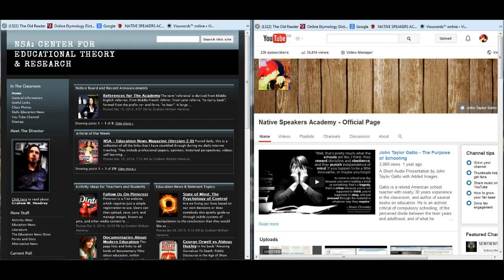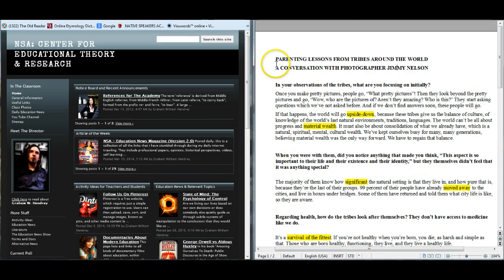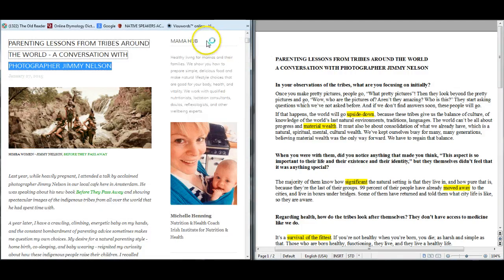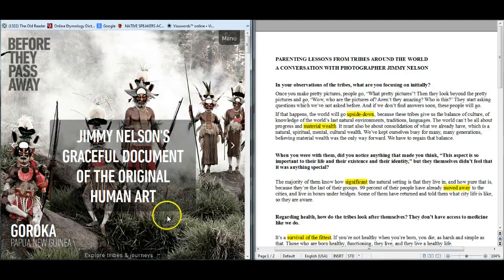Today's article is, let me just pull it up for a second so you can see, Parenting Lessons from Tribes Around the World, a conversation with photographer Jimmy Nelson. These are excerpts from an interview that I found online. If you want to read the full interview, you can find it at Mama Hub, and the photographer goes into a lot more detail there, but I just picked out some key points which I hoped might be interesting for you.